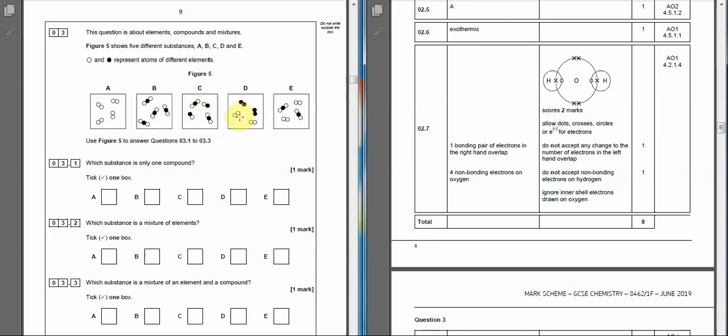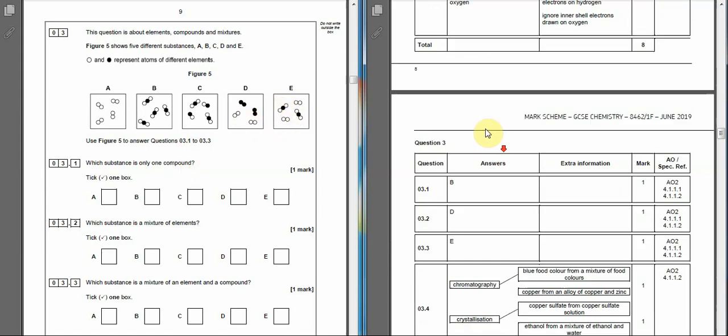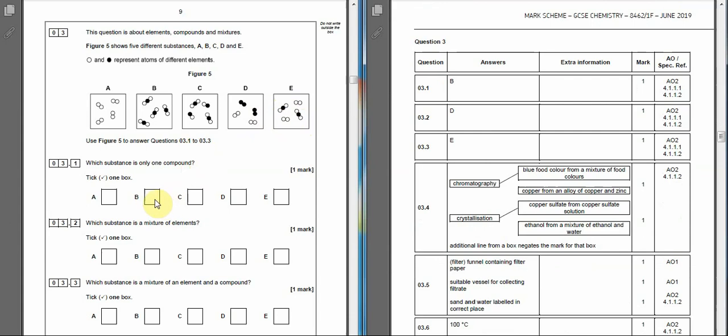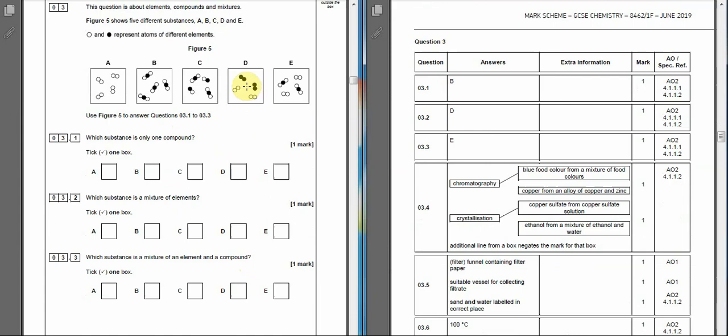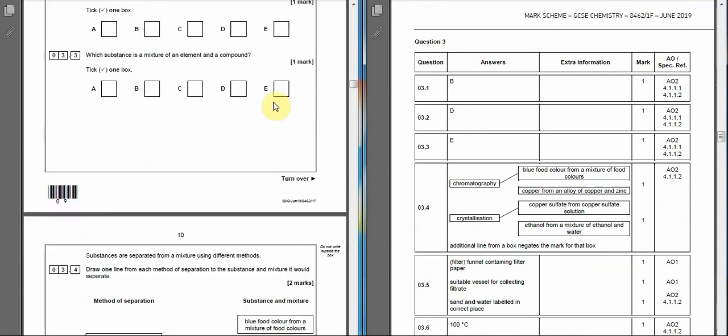Here I've got the same element from A, but I've also got a different element because they're made out of the same type of atom joined together, so that's a mixture of elements. And over here I've got an element and a compound, so it's a mixture of elements and compound. Okay, so that should explain why B is the one with only one compound, why D is the one which is a mixture of elements, and why E has got an element and a compound.